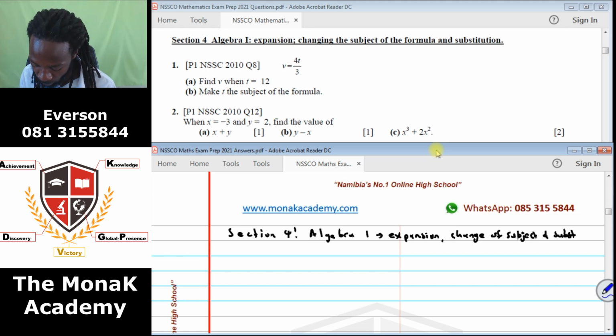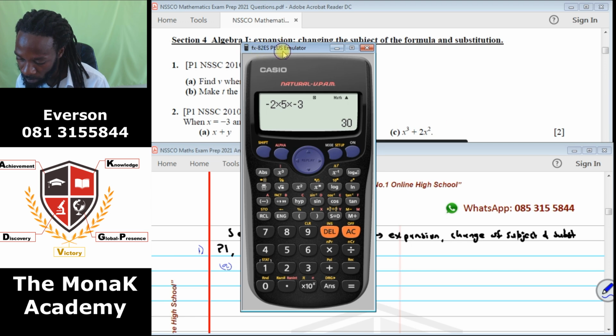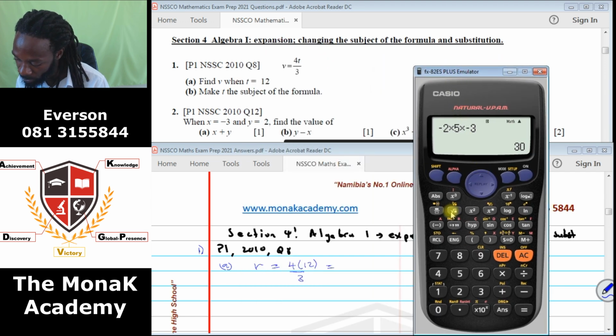We start with number 1. Number 1 is coming from paper 1, 2010, question 8. And it says, if you are given V equals 4t over 3, find V when t is 12. V equals 4. In place of t, we put 12 over 3. We use our calculator. Don't try to be sneaky. You can, but I don't encourage it.